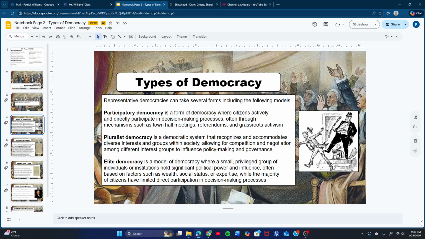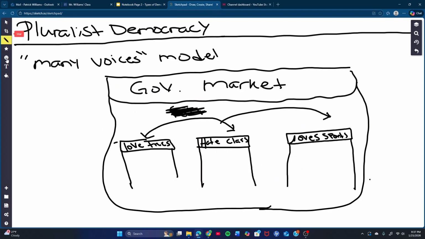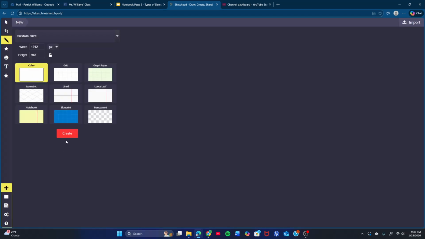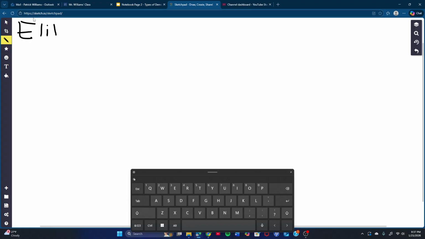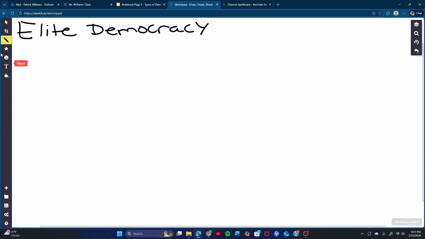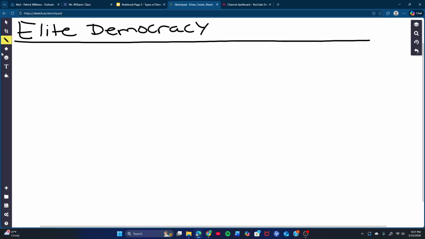Okay, let's go back and let's create a new page. All right, an elite democracy. Elite democracy is really, really simple, right? It might be the simplest of them all. And all this means is, right, this is what I like to call the educated leadership model. And you're probably saying, what does that mean?